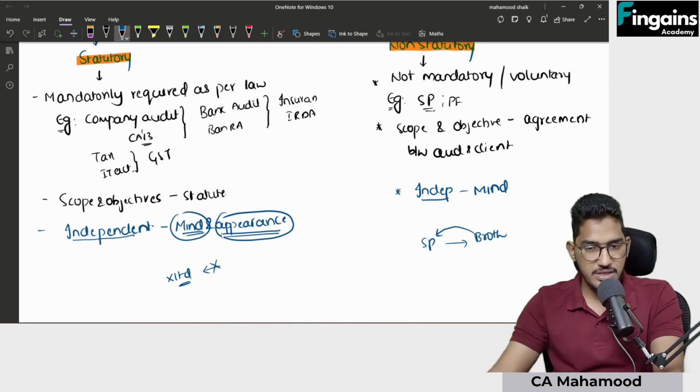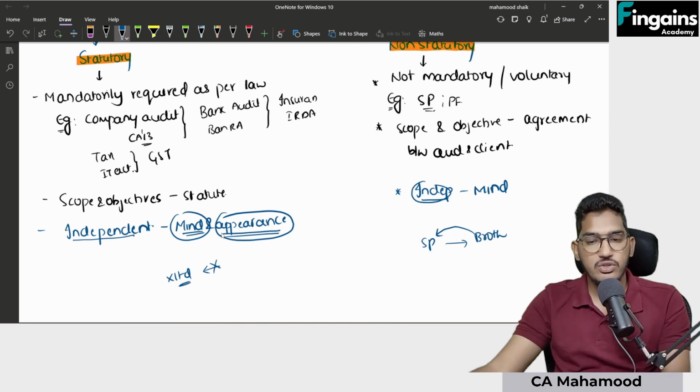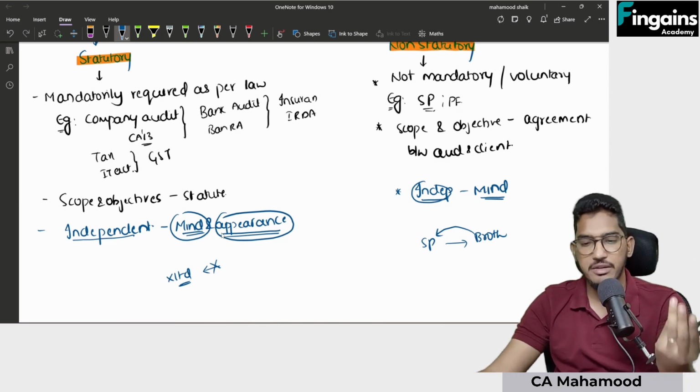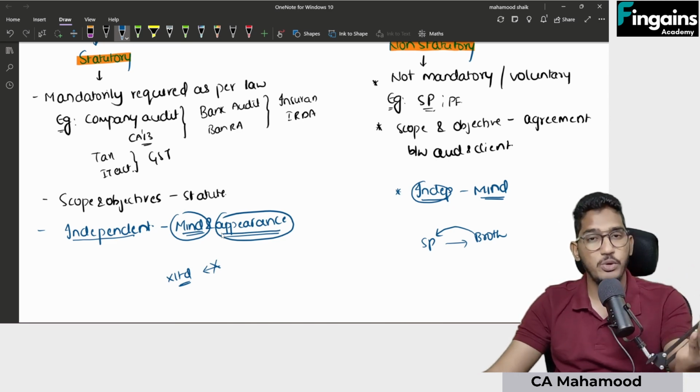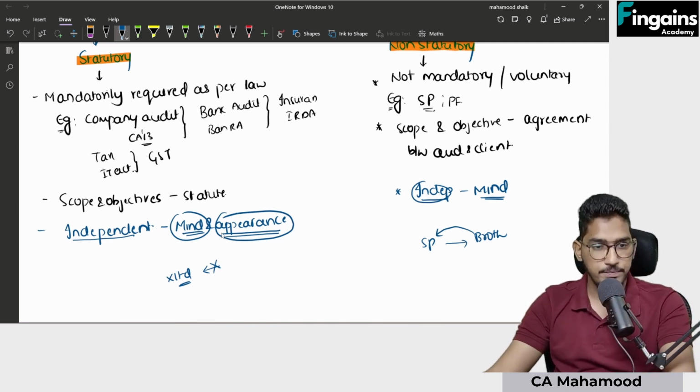So in the case of non-statutory audit, the auditor should be independent, but here independence of mind will be enough. Independence of appearance is not a mandatory requirement. If you have it, well and good. Even if you don't have independence of appearance, even if you appoint a relative as your auditor, that also is not an issue. Clear? So 3 points of difference we have understood.